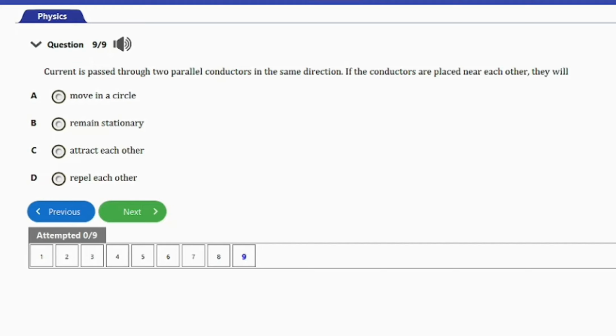So guys, the next and last question here is question number 9. It says, current is passed through two parallel conductors in the same direction. If the conductors are placed near each other, they will A. move in a circle, B. remain stationary, C. attract each other, D. repel each other. So guys, the answer to this question is option C here. If the conductors are placed near each other, they will attract each other. And that's it for this question, guys, and this is where we'll end this video for today.